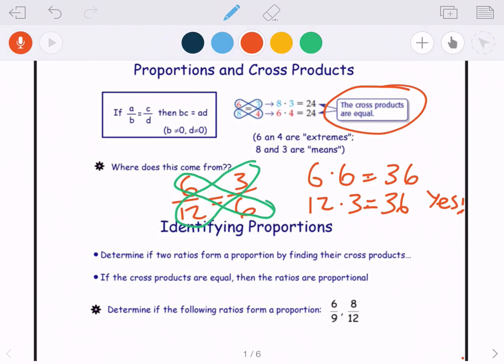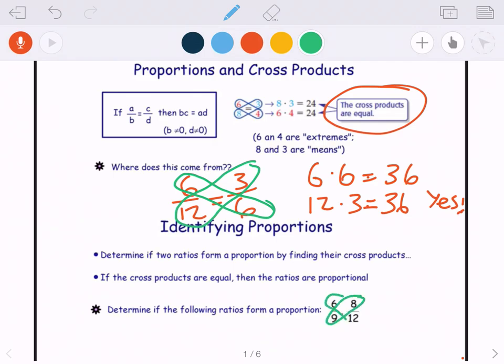There's another example below with a little bit of information about how to identify proportions. Basically just talking about what we just did. So we have an example, 6 over 9, 8 over 12. So let's see if these ratios are proportional. And again, how we do that is we take their cross products.